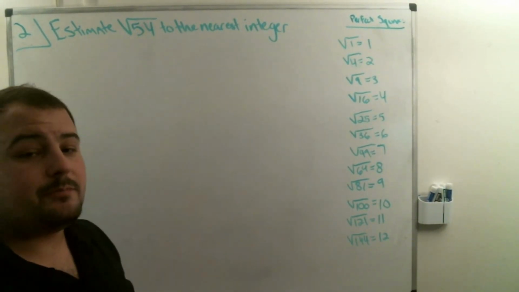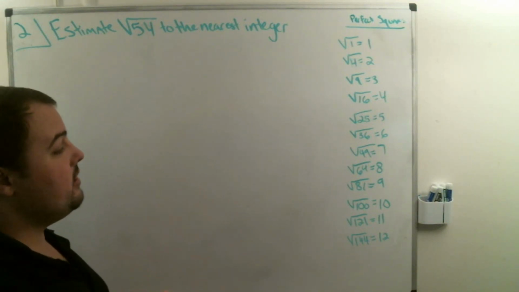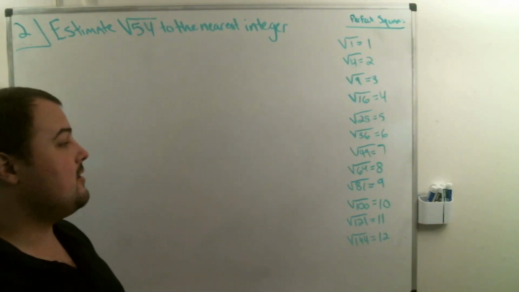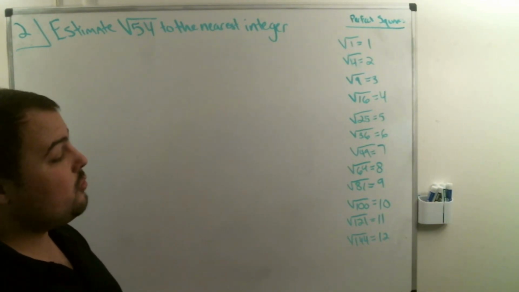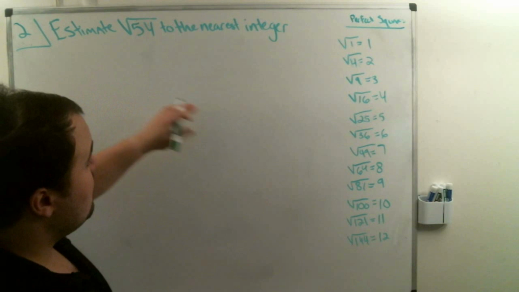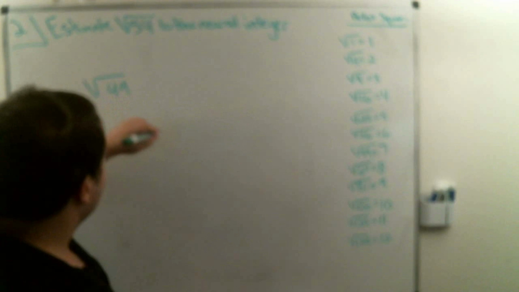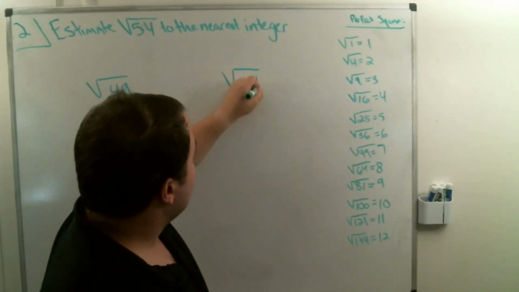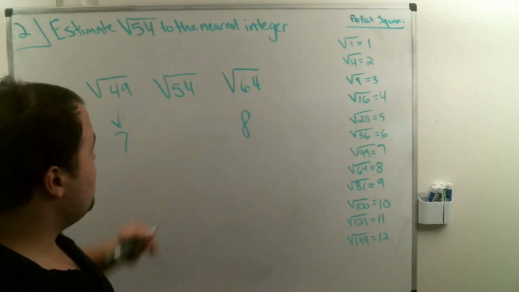Alright, in our next example, example number 2, we're going to be finding the square root of 54 to the nearest integer, just like we did. So again, I'm going to look at 54 and think about my perfect squares if I don't have the list, and ask where 54 would be closest to, or what two integers 54 would be in between. Well, I know that the square root of 49 is 7, and I know that the square root of 64 is 8. And 54 would be somewhere in between there.